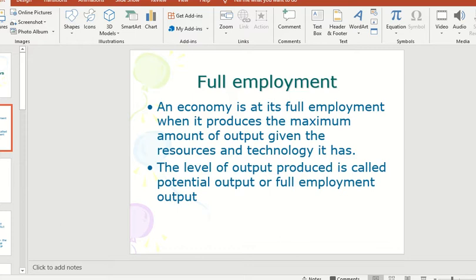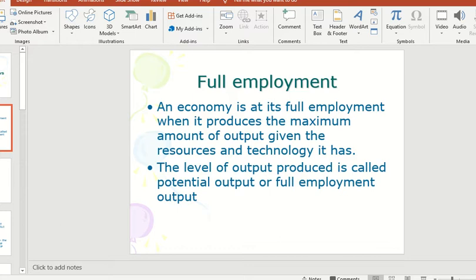We mentioned full employment in the beginning of the semester when we talked about unemployment. So let's recall full employment. If an economy is at its full employment, that means it is producing the maximum amount of output given the resources and technology it has. So it's not straining its resources. It is not underutilizing its resources either. So it's just right. That's the ideal situation.